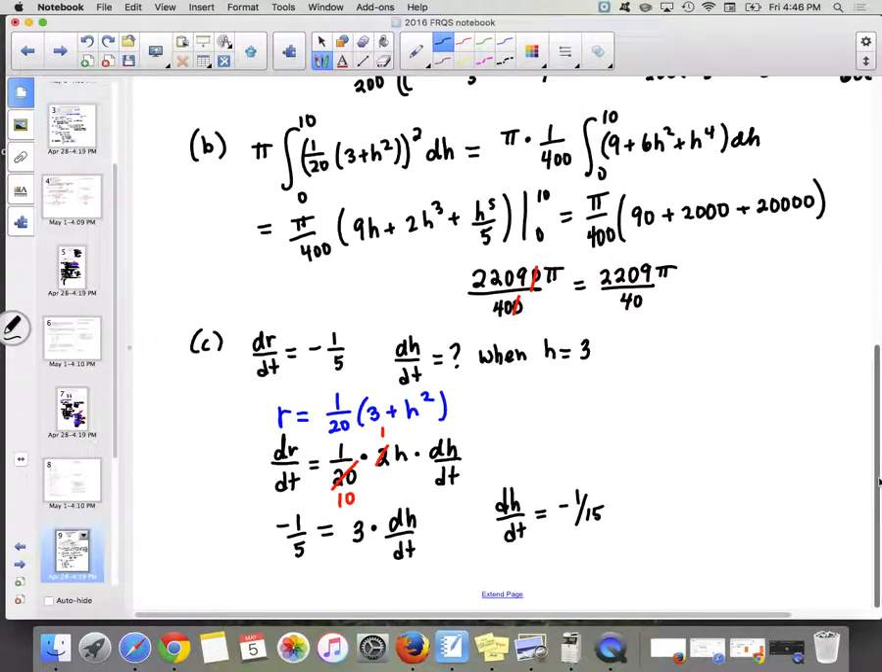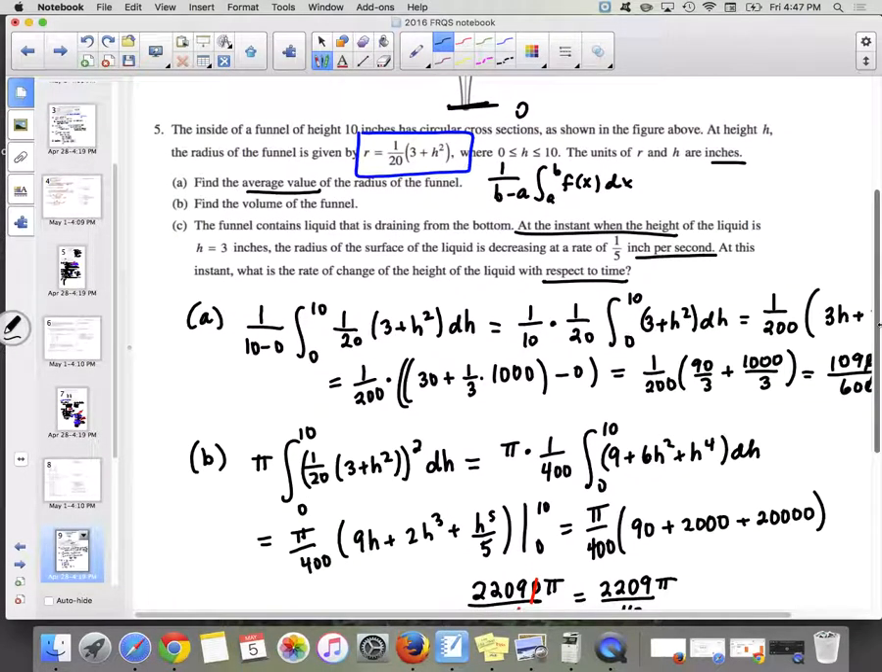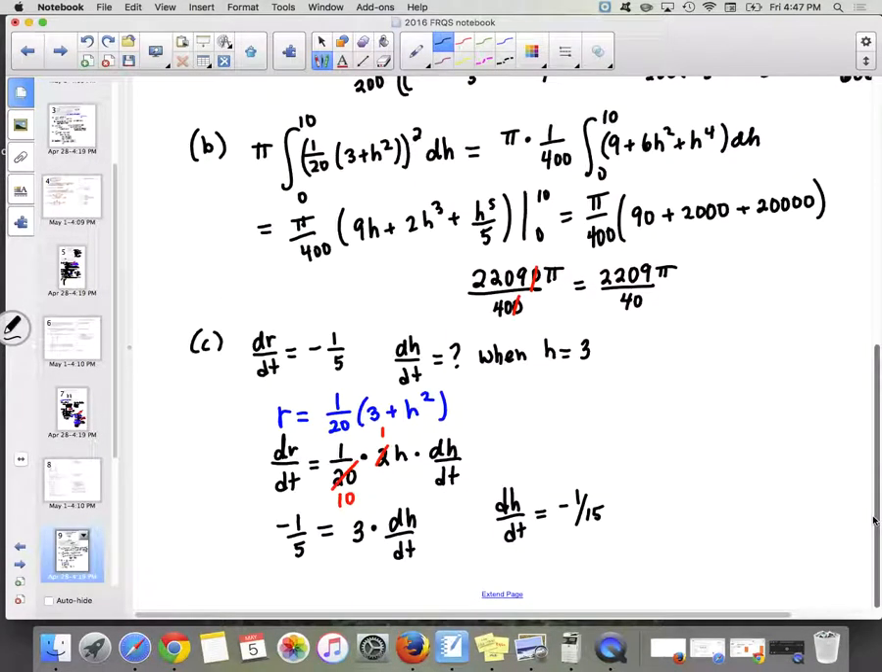So the question said, what is the rate of change of the height of the liquid with respect to time? So you could say, I forgot my 10, didn't I? Hang on. 3/10, is that what it was? 3/10. And then I'm going to multiply that over. So negative 2/3, sorry. I looked at the key really quickly and saw I got it wrong. All right, and that's in inches per second.